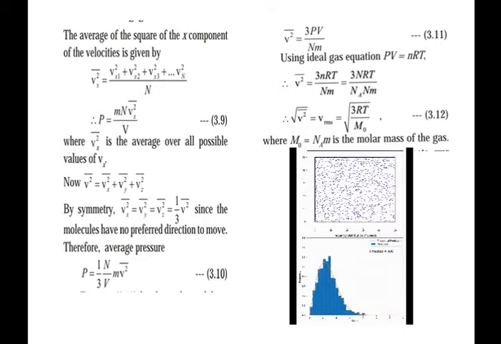In the inset you observe the graph which shows how the speed of the molecules varies with the number of molecules, which is called Maxwell's distribution of velocities.